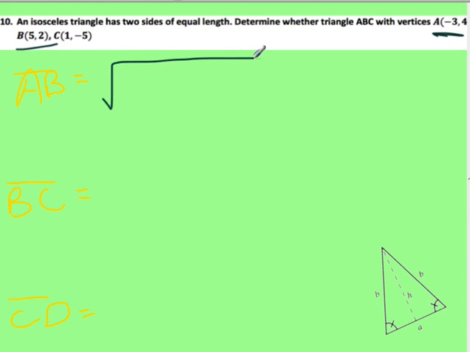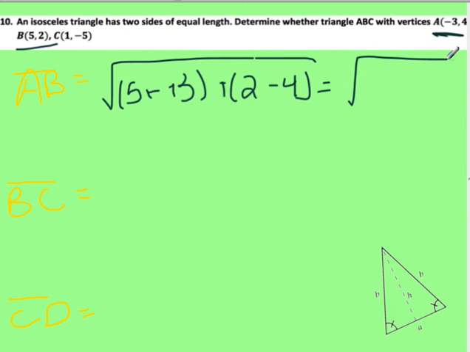So we're calculating the distance between A and B. We're going to do x2 minus x1 and y2 minus y1, and we're going to square it. That becomes a plus, and each of these are squared. So then we have 8 squared plus a negative 2 squared.